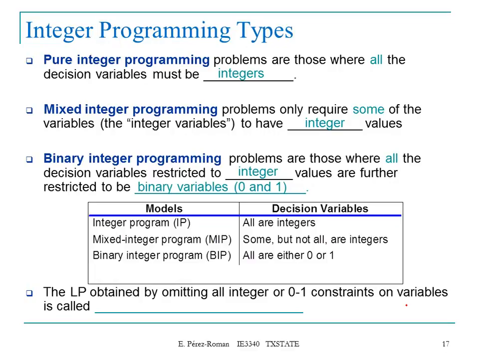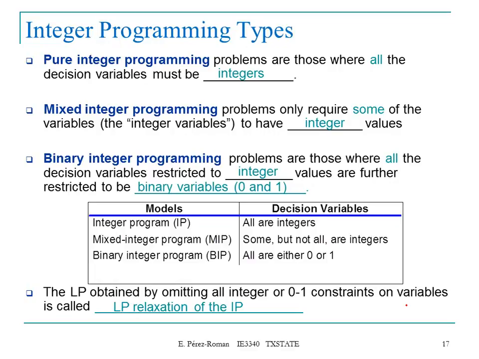So, integer programming, mixed integer programming, and binary integer programs. The differences are highlighted here. In integer programs, all of the variables are integer. In mixed integer, some but not all are integer. In binary integer programs, all are either 0 or 1. Now, the LP obtained by omitting the integer or 0-1 constraint on variables is called the LP relaxation of the integer program. So if you go backwards, I started the lecture showing you the solution for the linear program, and then I showed you the solution for the integer program.